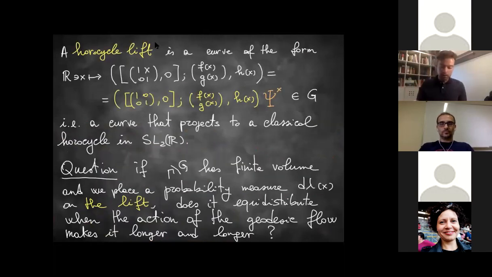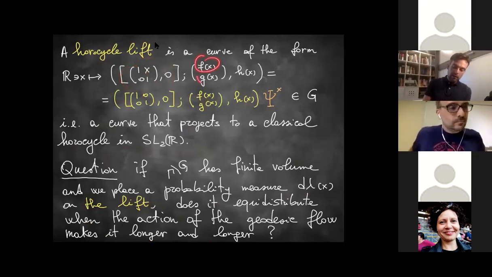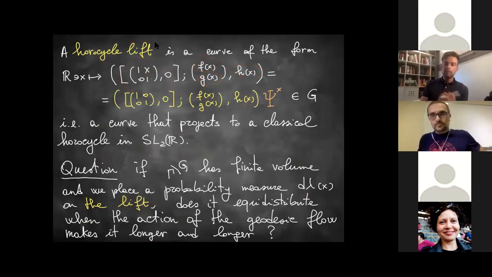So finally, what is a horocycle lift? A horocycle lift is a curve that has this form. So it looks like a usual horocycle in the SL2 part. And then remember, you can think of x as somehow a time parameter. Well, time is probably a bad choice here. It's like a length parameter, arc length parameter, or a scaled arc length parameter along your horocycle. And then as your x varies, so as you run through your horocycle on the upper half plane, there are three functions that vary with the same parameter.